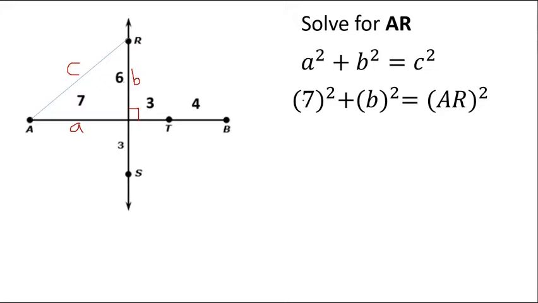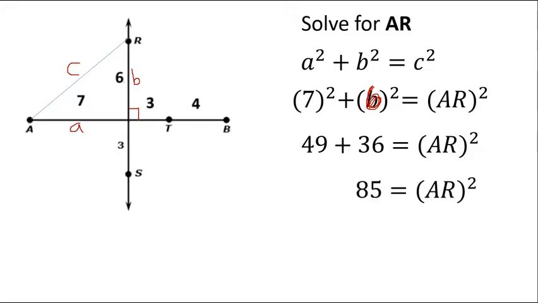Okay, so 7 squared gives me 49. 6, okay, that should be a 6. Sorry, I forgot to edit that. So that should be a 6 right there. 6 squared is 36, and AR squared stays AR squared. So on our next step, now we have 49 plus 36 equals AR squared. Now we add the two values there, 49 plus 36. That gives us 85 equals AR squared.